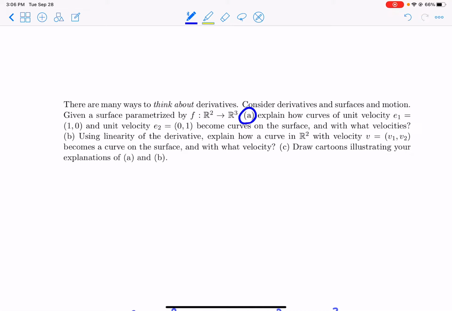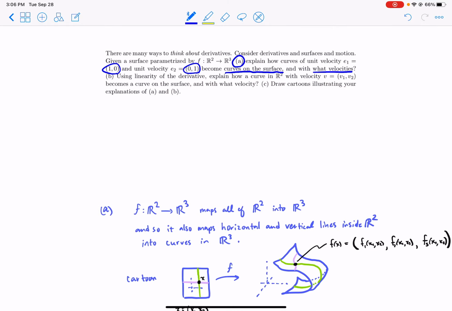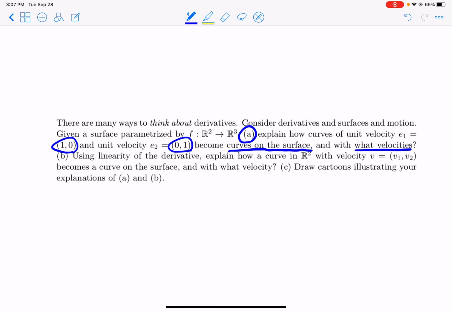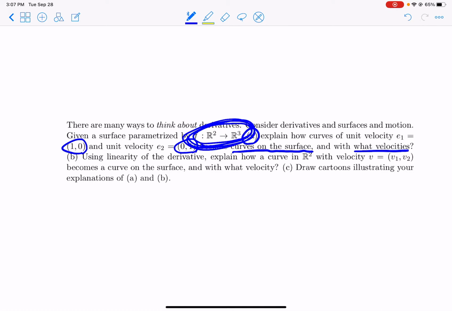So part A: explain how curves of unit velocity E1 and unit velocity E2 become curves on the surface, and with what velocities do those curves have? So my answer to part A looks like this. You see it has two pictures, it has some words. Actually it doesn't really have formulas, because this question is not about a specific map. I didn't actually tell you what this map is. We could parameterize a sphere with a map like this, but I didn't give you a formula for this map.